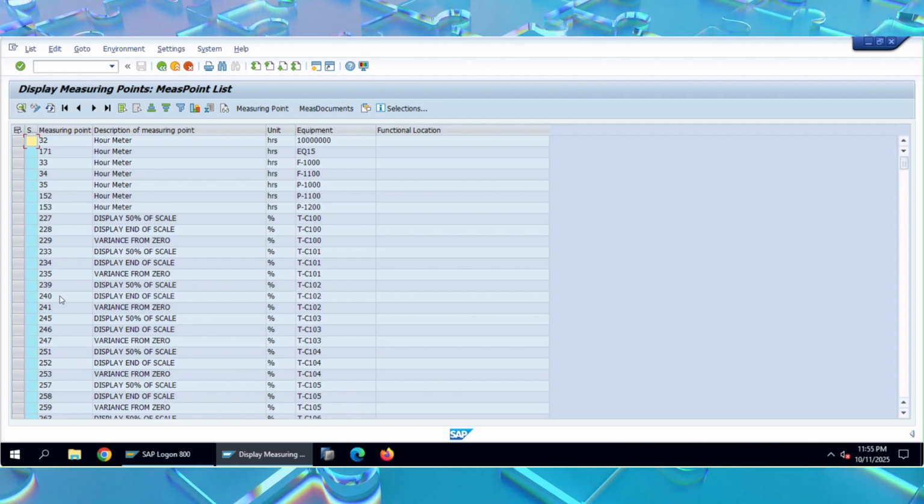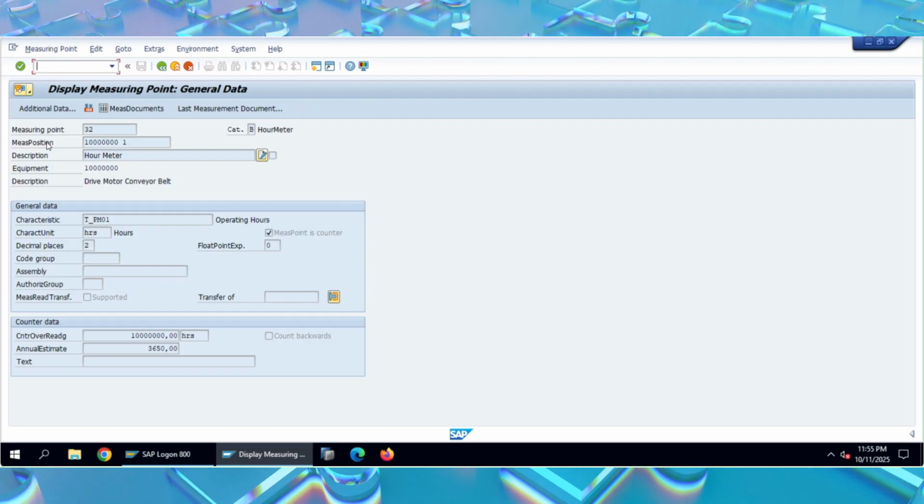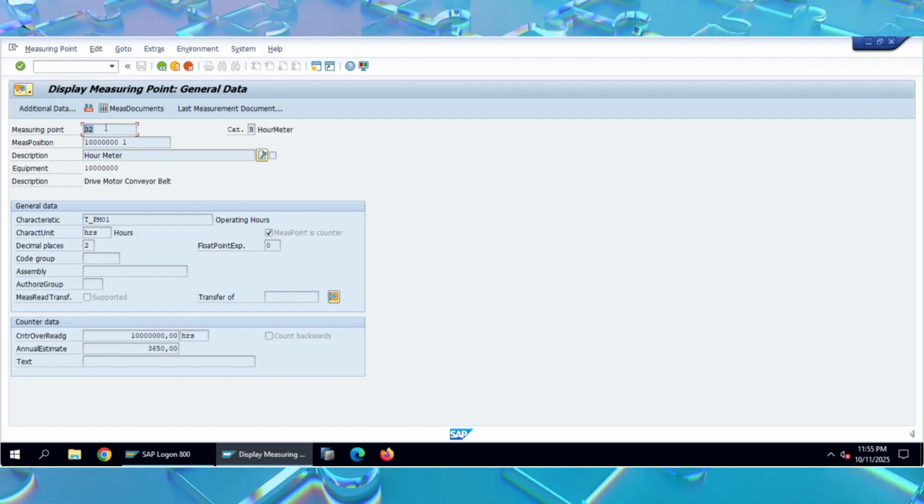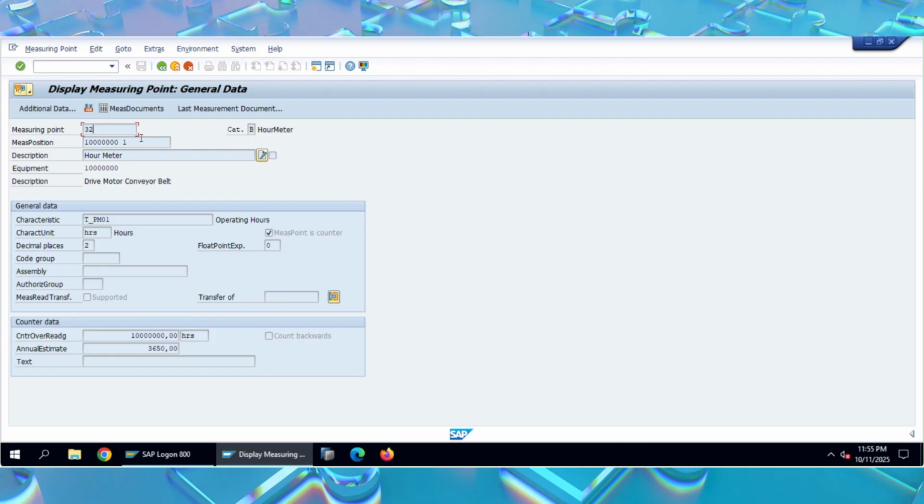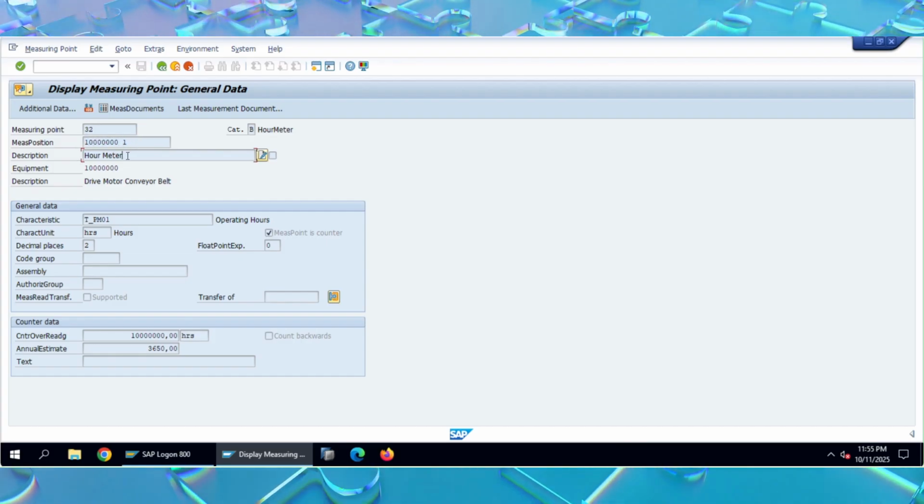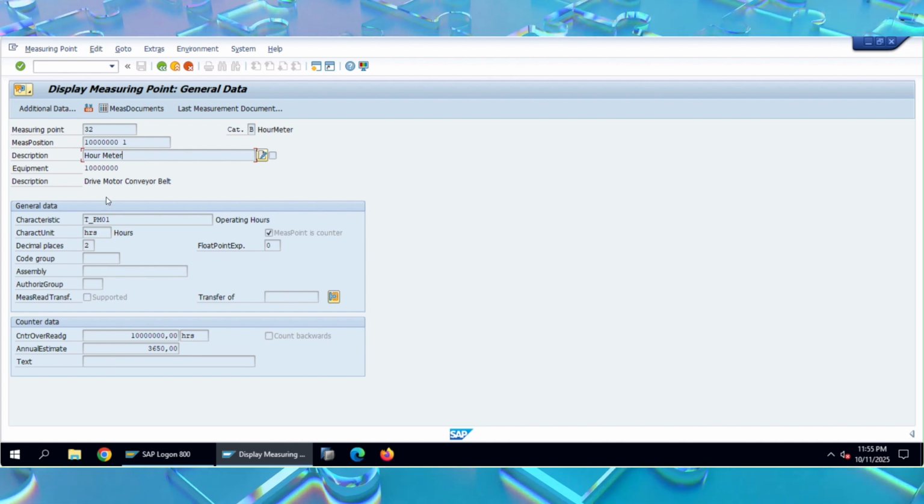So you can see these are all measuring points. Okay, so 32 number. So this is the measuring point number 32. Okay, nothing else. Once we see how to create a measuring point, we will discuss all these fields. So don't bother about these fields right now.